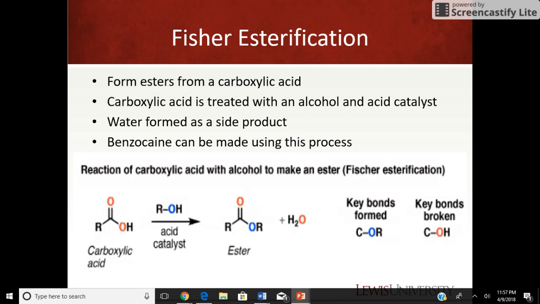Benzocaine can be formed using Fischer esterification. This process forms esters from carboxylic acids by treating them with an alcohol and an acid catalyst. Water is formed as a side product in the end, and the acid catalyst is regenerated. In the figure below, you can see the key bonds that are formed and the key bonds that are broken throughout the entire Fischer esterification process.